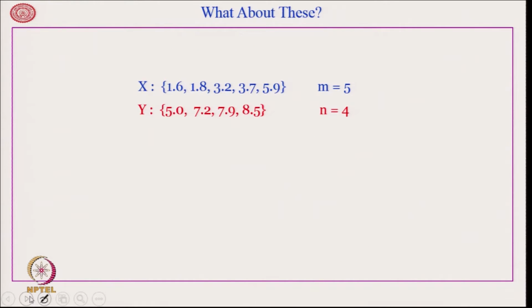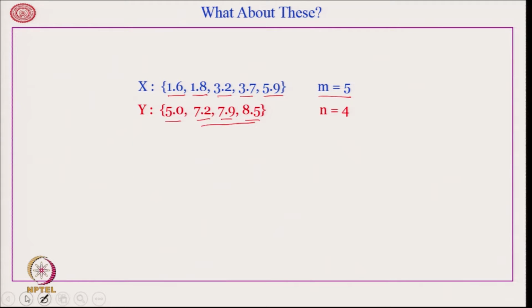Say for x, as before we have taken 5 samples, the values are 1.6, 1.8, 3.2, 3.7 and 5.9, and for y the values are 5.0, 7.2, 7.9, 8.5. What does it mean? If we observe carefully, we can see that most of the y values are larger than the x values. Therefore, we feel that y is stochastically larger than x. But how do we justify?